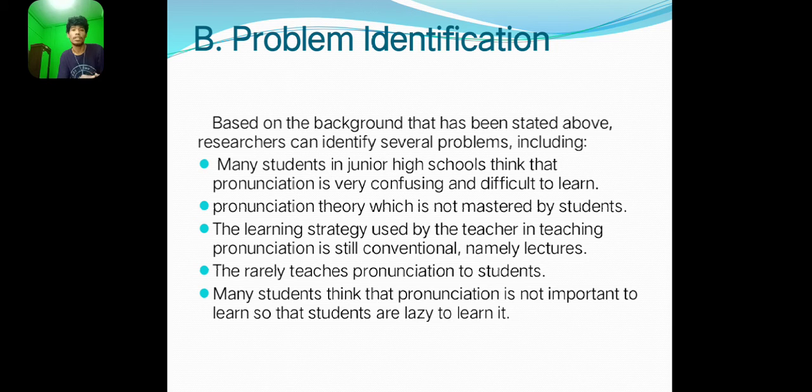And the third, the learning strategy used by teachers in teaching pronunciation is still conventional, namely lecture. And the next, teachers rarely teach pronunciation to students. And the next, many students think that pronunciation is not important to learn, so students are lazy to learn it.